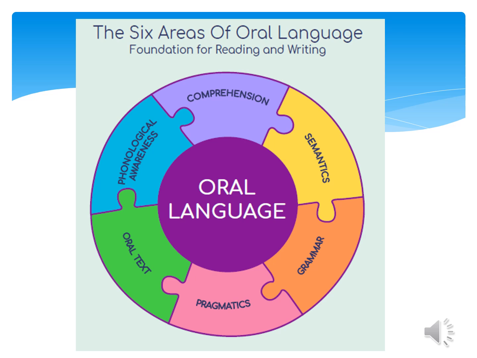Each student who attends Peel Language Development School has an individual language plan which outlines specific goals that they are working on within each of the 6 areas of oral language.